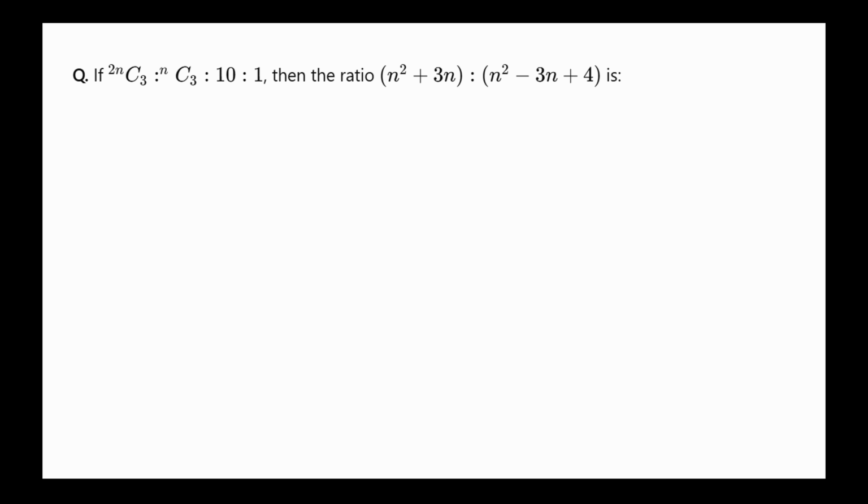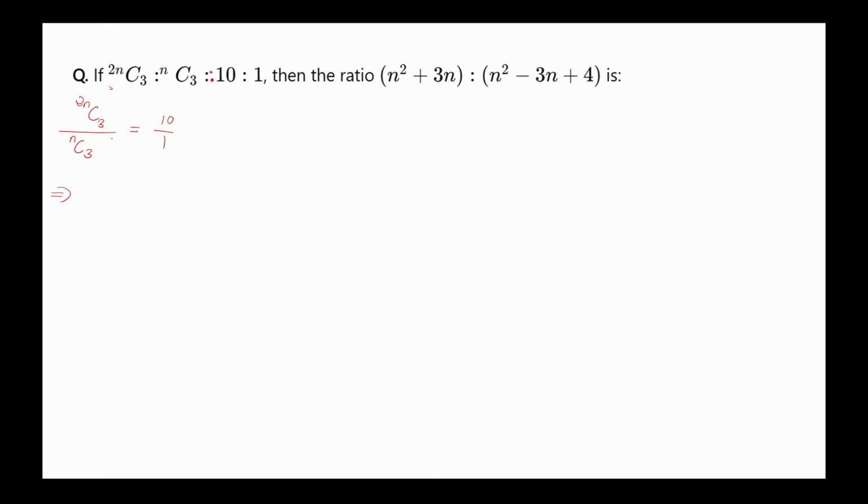Now let's look at this question. This was one of the questions that was asked in a previous year JEE Mains. If 2nC3 is to nC3 is 10 is to 1, then find the value of n. So basically we have to find the value of n given this ratio. Here there is a proportional sign and not a ratio sign. So basically they are saying that 2nC3 upon nC3 is equal to 10 by 1. So the ratio is basically the same since they are in proportion.